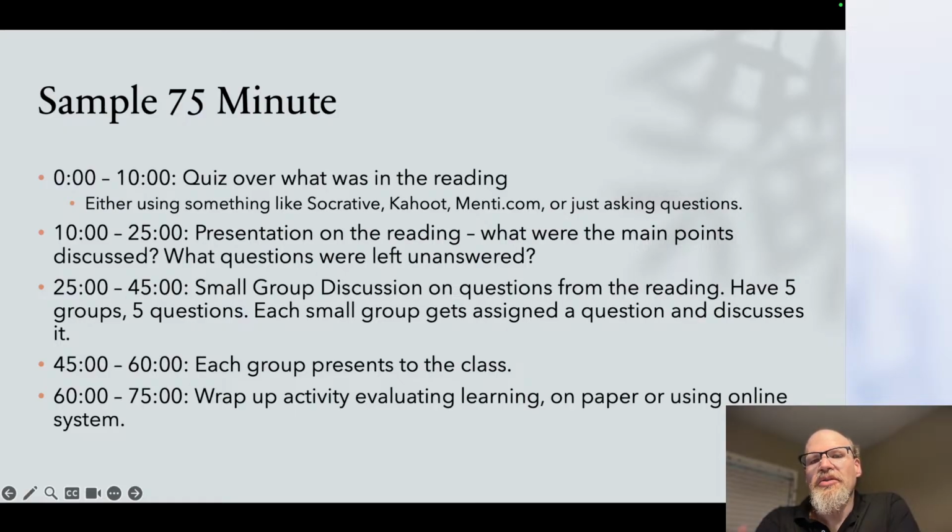This would let you calibrate, let you understand, did they do any reading? Who did the reading? Did anyone do the reading? It helps you understand what you need to highlight more. Even if you don't do a quiz, just an opening discussion might be helpful.